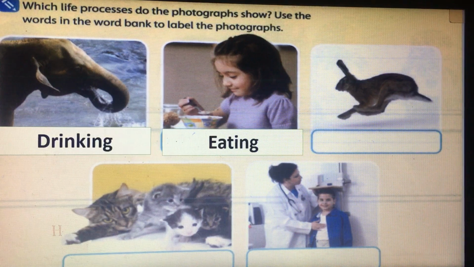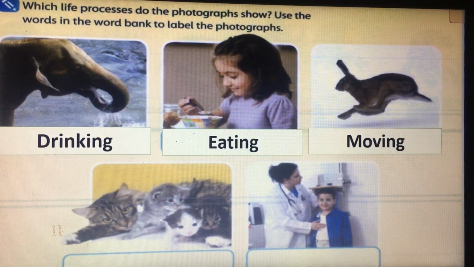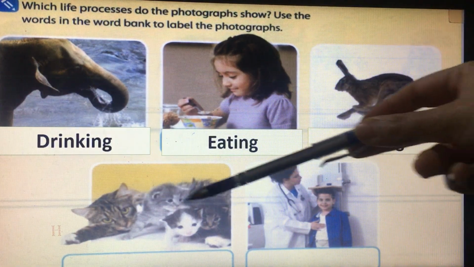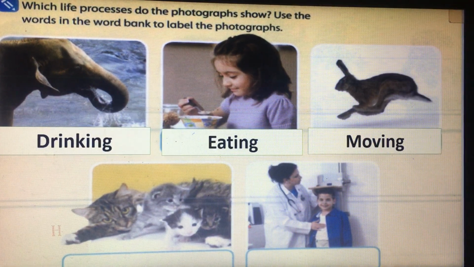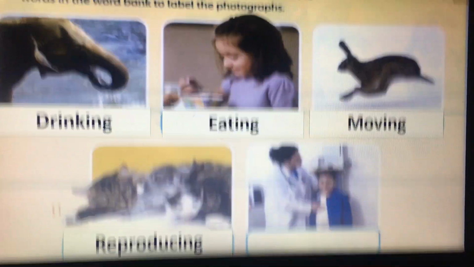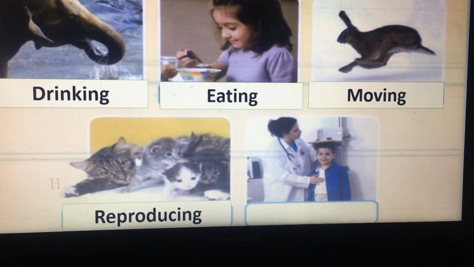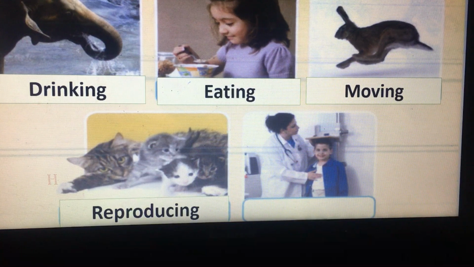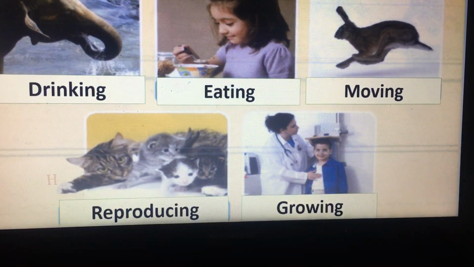Here, the third picture, we have a rabbit and it's jumping. So jumping is one type of movement. So here, the third life process is moving. Here we have a cat and its babies. So here we have reproducing. And the last picture, we have a boy and he's measuring his height. That tells us that he is growing. So growing also is one of the life processes that we have.